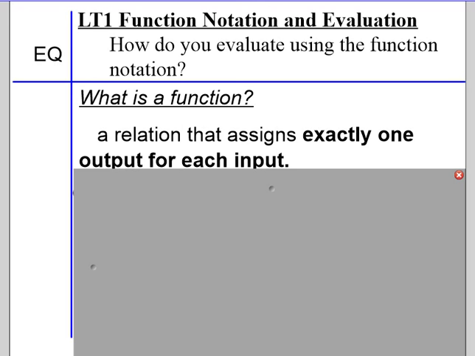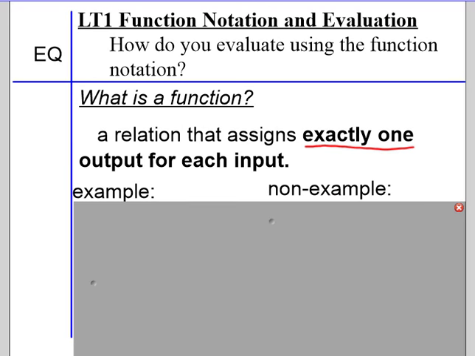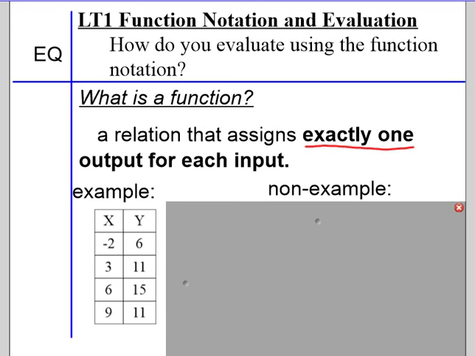The important thing right now is that we have exactly one output. That's the key right now. An example of a function would look like this table. We have x's that are inputs and y's are outputs. Now I know I said exactly one output, but remember it's for each input. For each input, do we get an output?